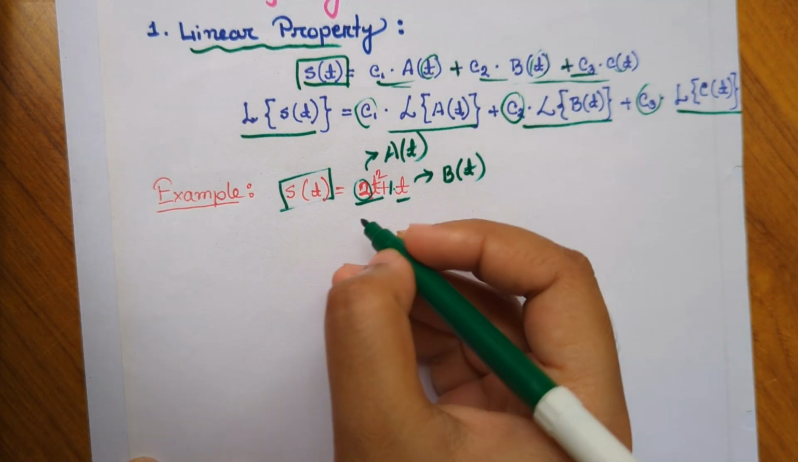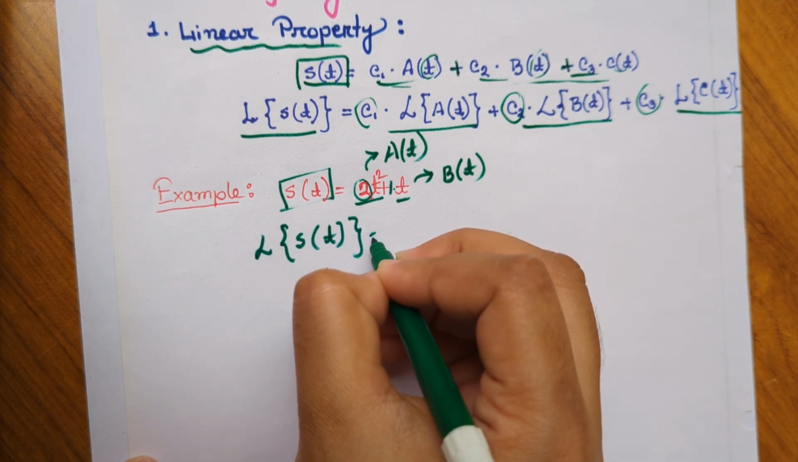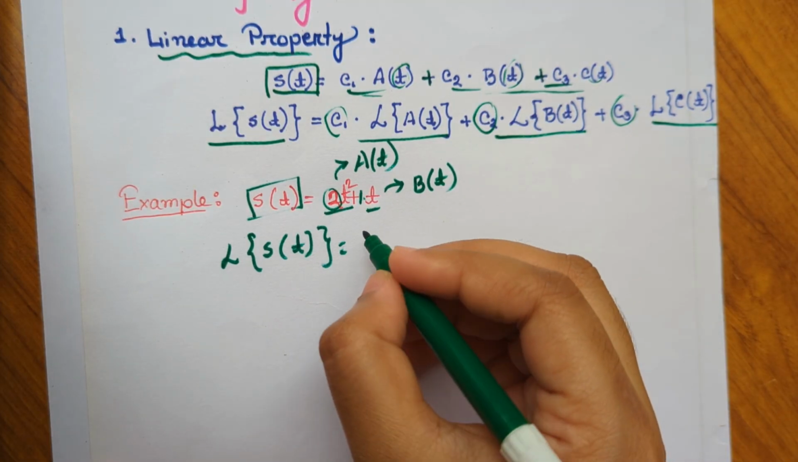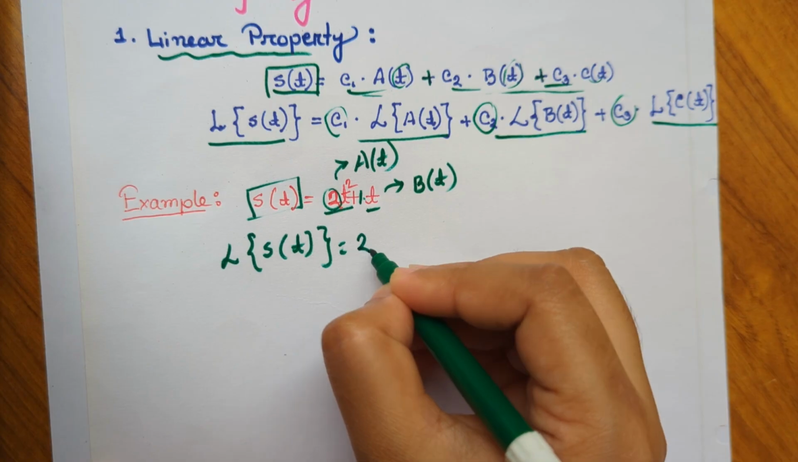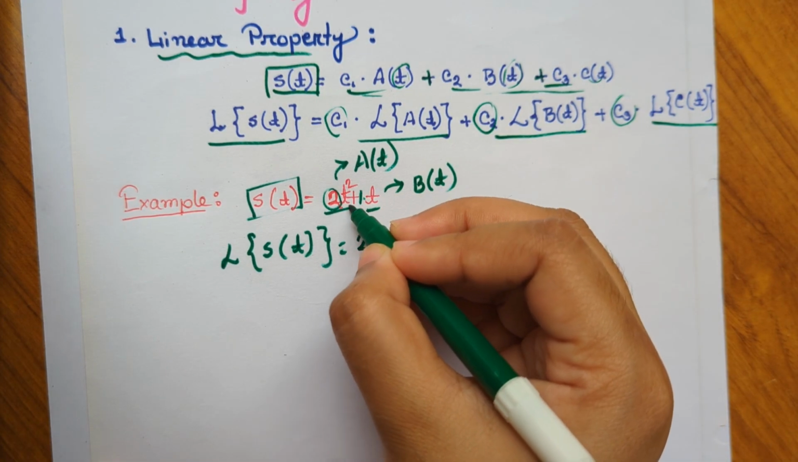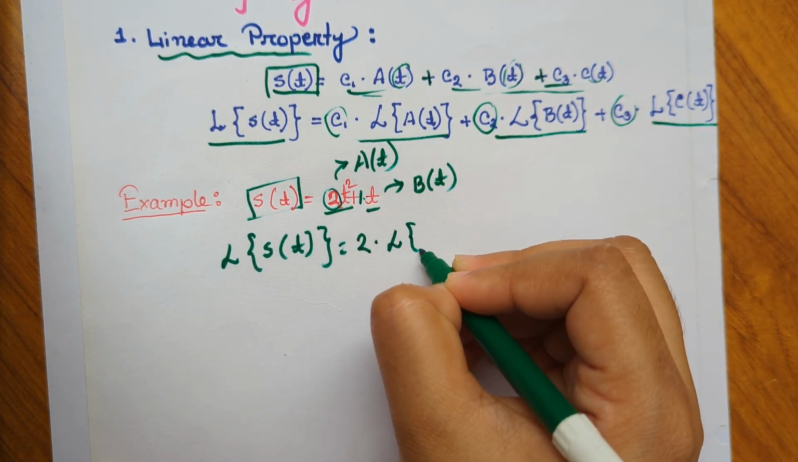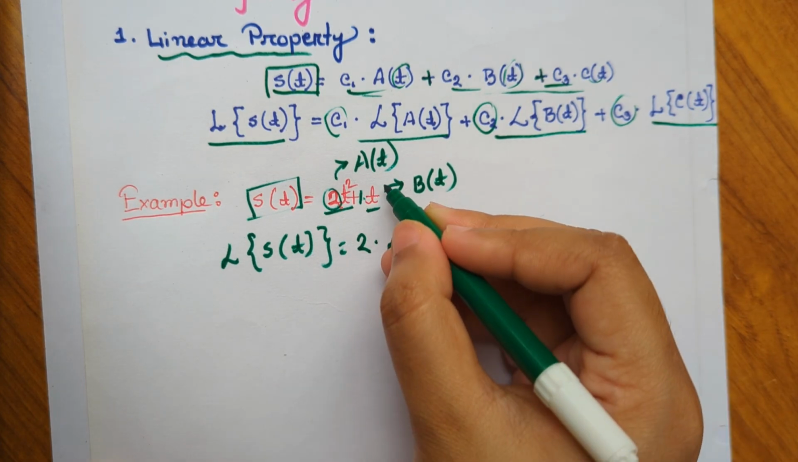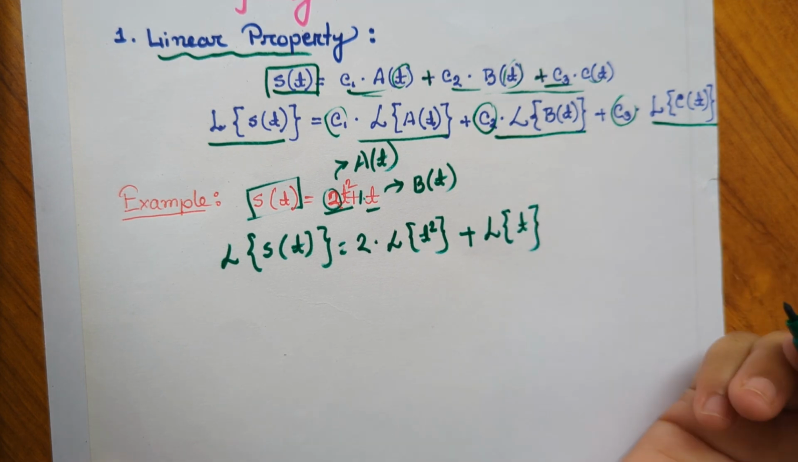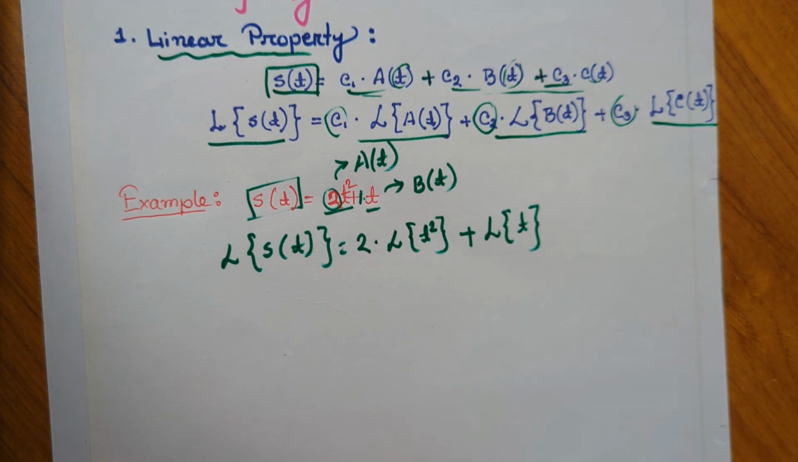If we want to find the Laplace transform of this s of t, according to the linear property, we will take the Laplace transform separately for both functions. The arbitrary constants will not change; they will remain the same as in the question. The first function is t square, so we'll take the Laplace transform of t square, and our second function is t, so we'll take another Laplace transform of t. Now we will do the Laplace transform of each separately, and then add these two results.